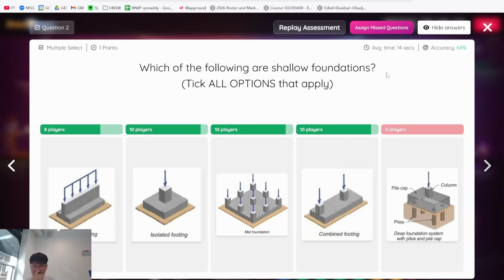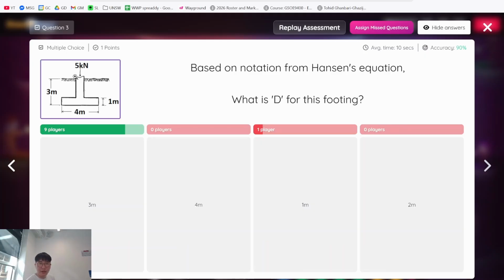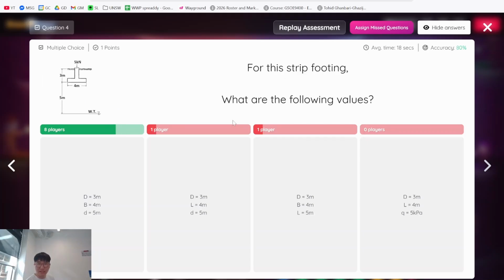Okay, so I think everyone is right on the money for shallow foundations. Piles have the pile count, but it doesn't imply that they're shallow. Basically, the depth is from the surface to the base of the footing in the context of Hansen's equation. For a strip footing, I'll tell you the correct answer first. From the surface to the base, the depth is 3 meters. Width is this dimension that we can see, 4 meters.